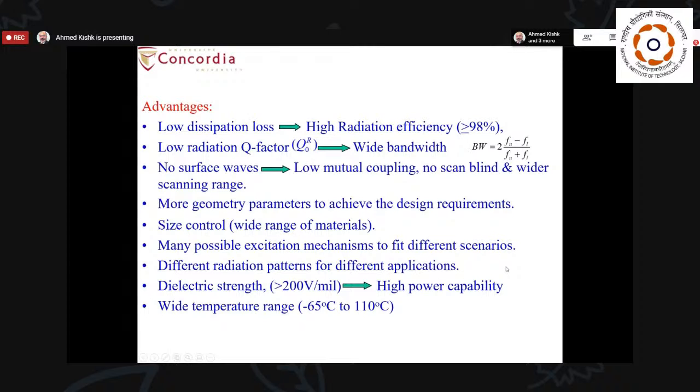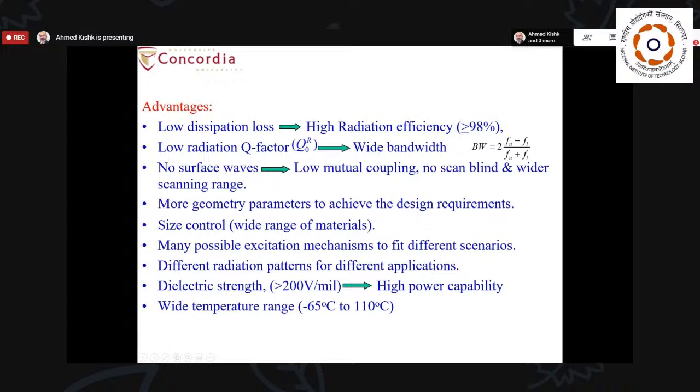So we can have two main characteristics of the radiation. One is acting as a monopole, and one is acting as a narrow slot on the ground plane, which has a broadside radiation pattern, and we can choose the mode that excites this type of radiation pattern.